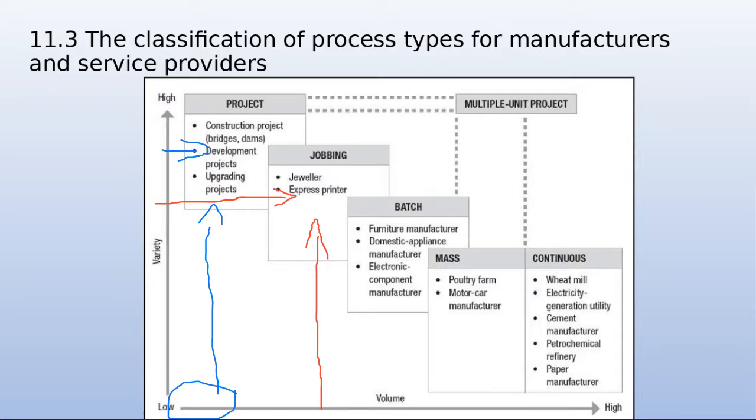Then we move on to batch. So guys, batch, another word for a batch process is also a job lot. So what happens with a batch process is, think, for instance, of a furniture manufacturer. They will manufacture a certain amount of couches.